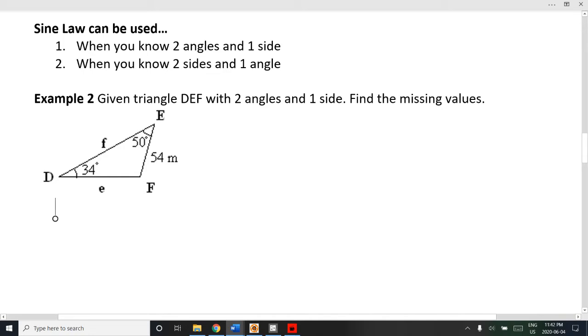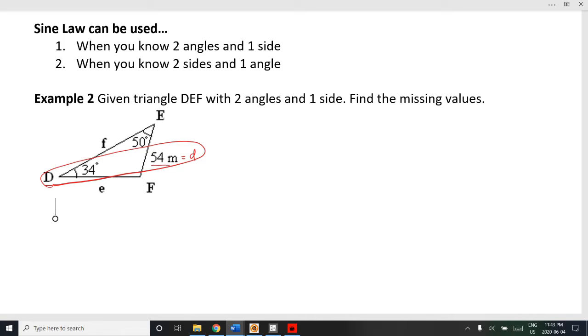Example 2. Given triangle DEF with two known angles and one known side, find the missing values. So here we have triangle DEF. We're missing side F, side E, and angle F. And we can use the sine law here, and the key to knowing that you can use the sine law is that you have one known side, so this is side D here, and we have its corresponding angle, angle D.